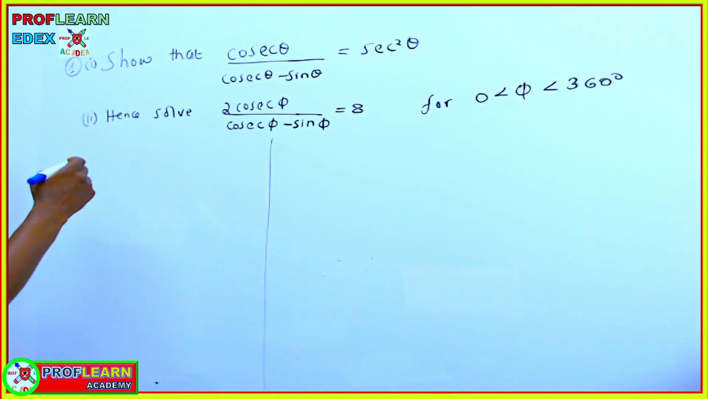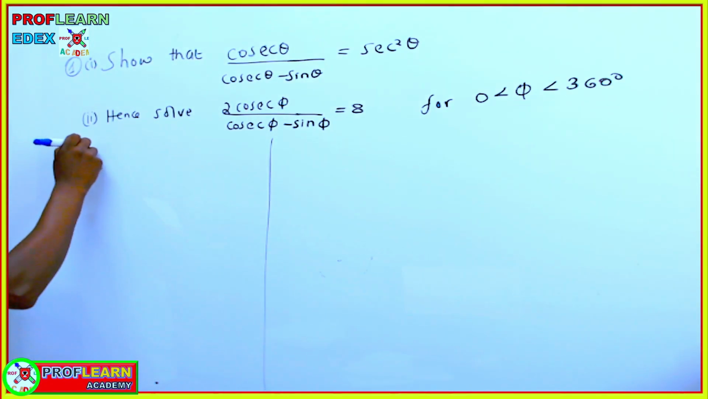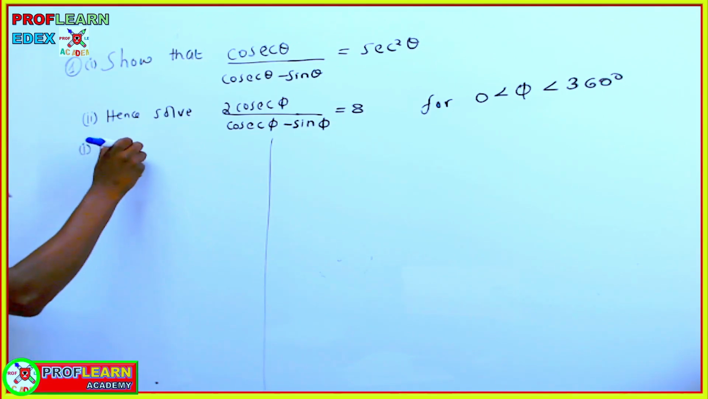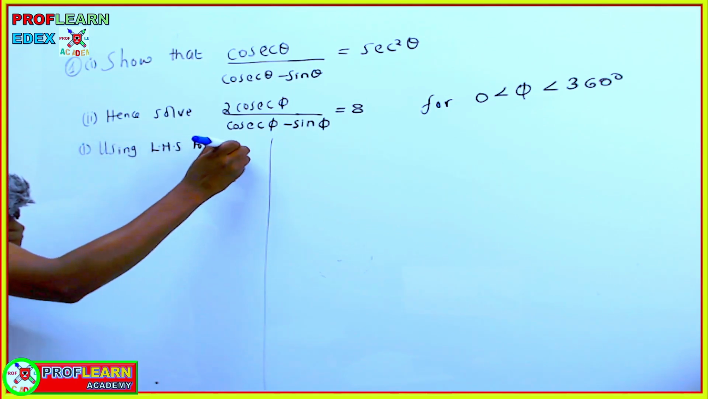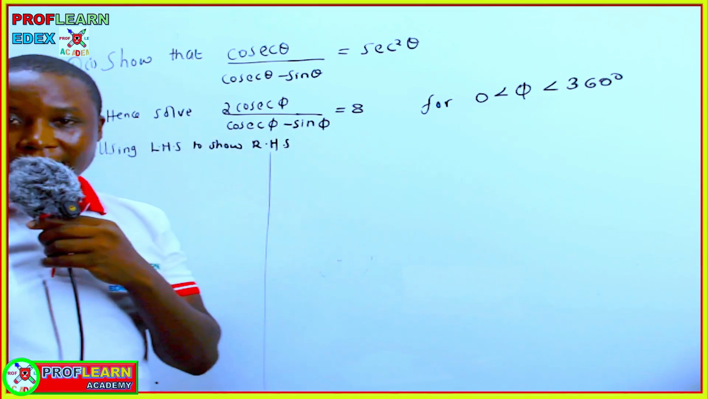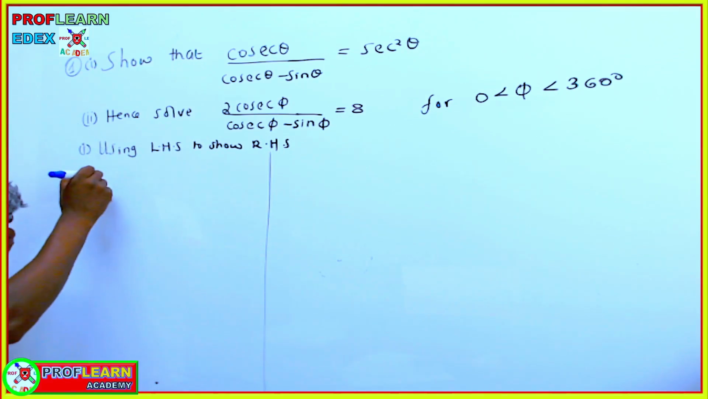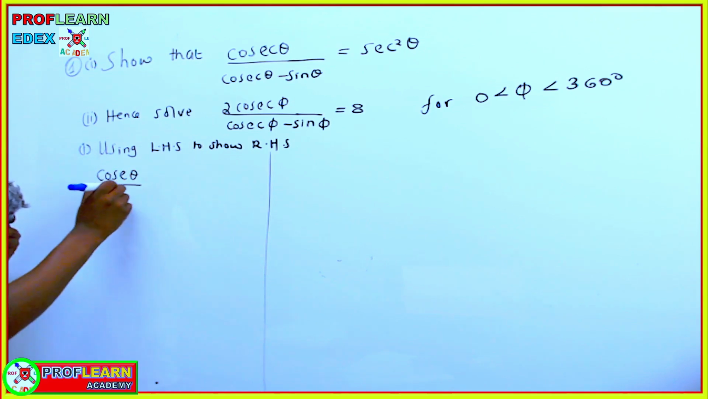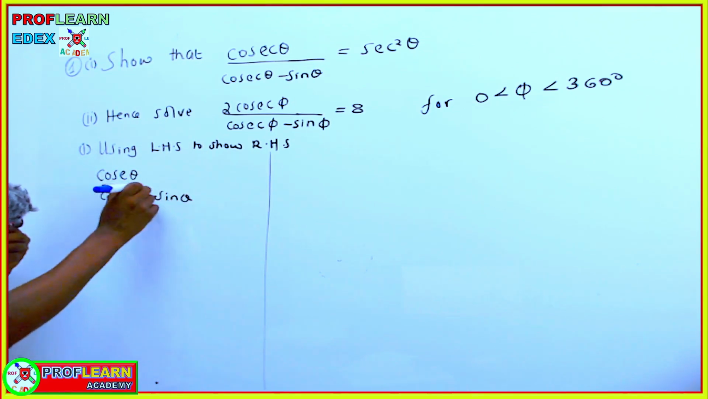Now, if we're given this, we're going to say Roman 1, using the left-hand side to show the right-hand side. So to show that, we begin with cosec theta over cosec theta minus sine theta.